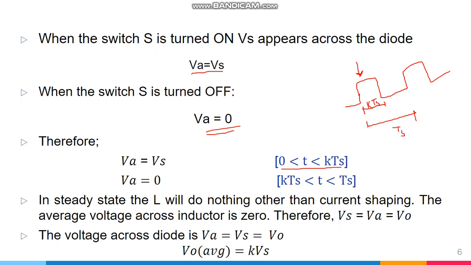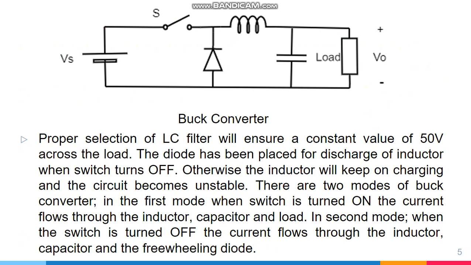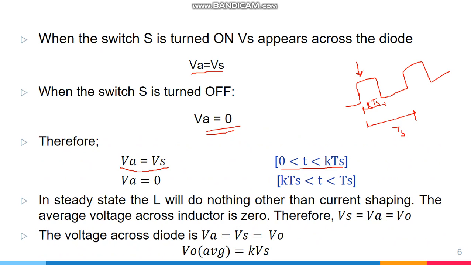So in the time interval during which the switch will be on, the voltage across the diode VA is equal to Vs. VA is over here. So when this switch is in the on condition, this Vs will appear across this diode, and when the switch is off, there will be no voltage across this diode. So in the interval from kTs to Ts, the voltage across the diode will be 0.